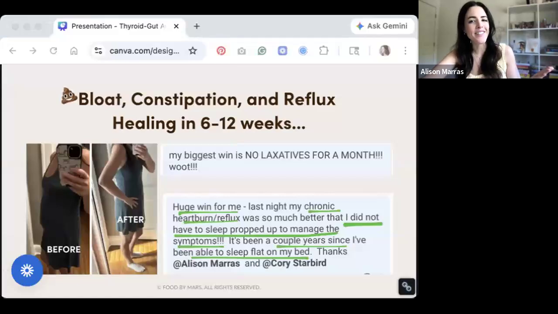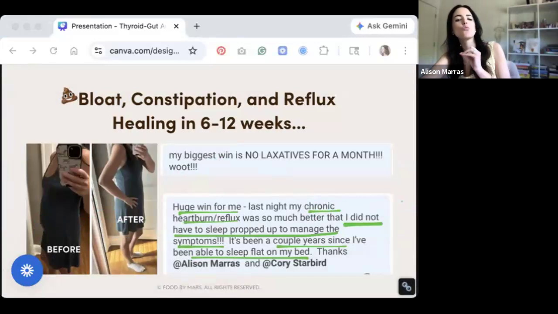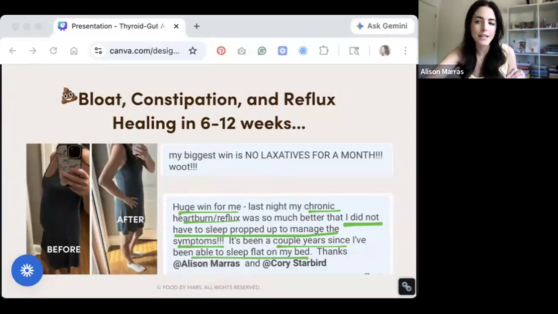But after we get our hands on them, to build a more resilient gut, here are some very typical wins from our clients. We see things like bloat, constipation, reflux healing in as little as 6 to 12 weeks. People who have been sleeping upright for decades suddenly not needing their tongues anymore. Women on laxatives daily for a decade or more, not needing them for over a month when we get our hands on them, right?